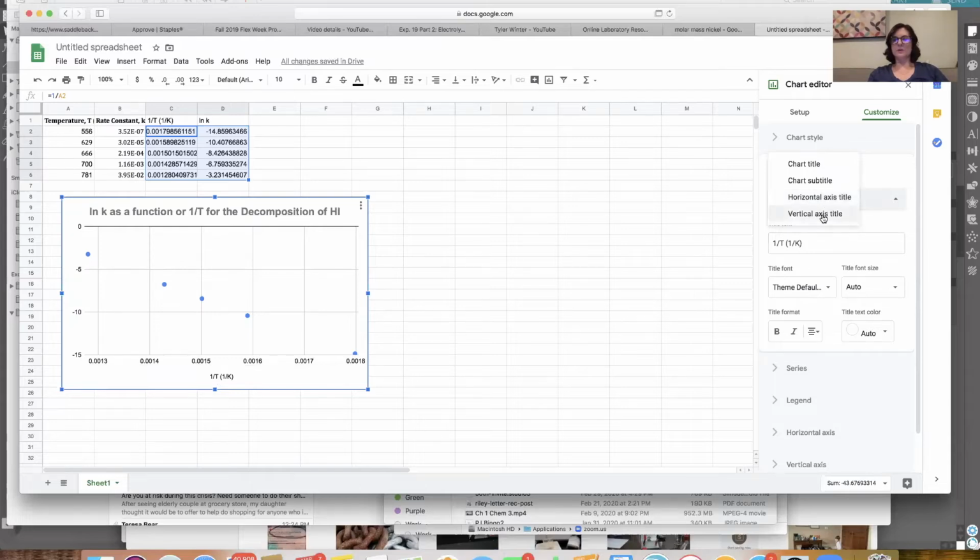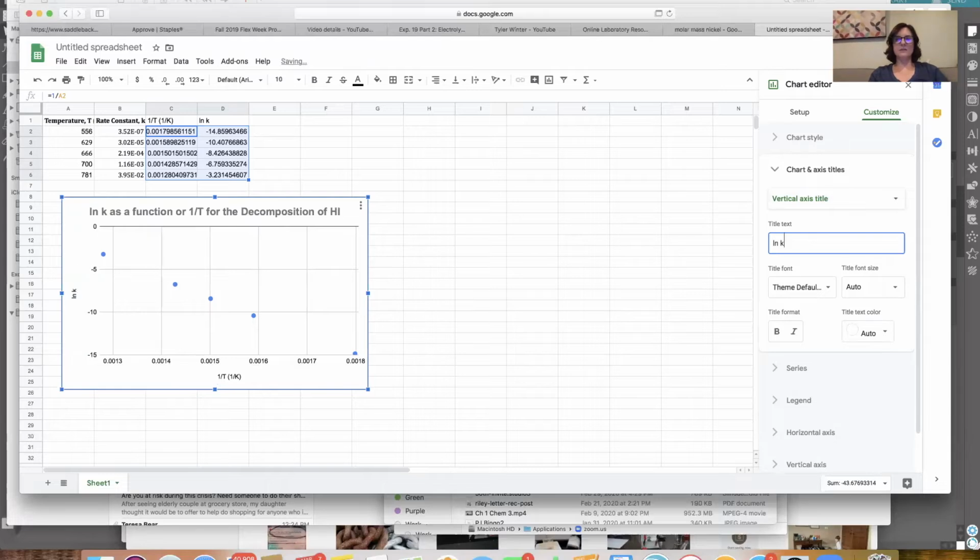And then I'm going to do the vertical axis title, the y-axis, and that was the natural log of the rate constant k. And that has no units. If you take the log or natural log of something, the units cancel. So here I have my nice graph with my title, my y-axis label, x-axis label.